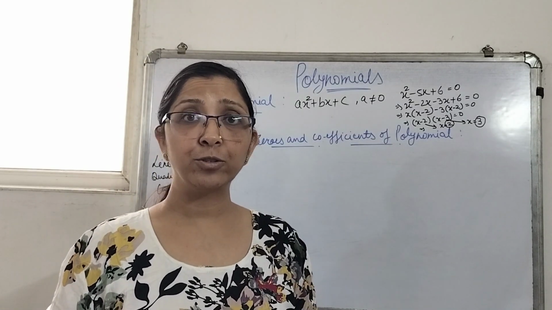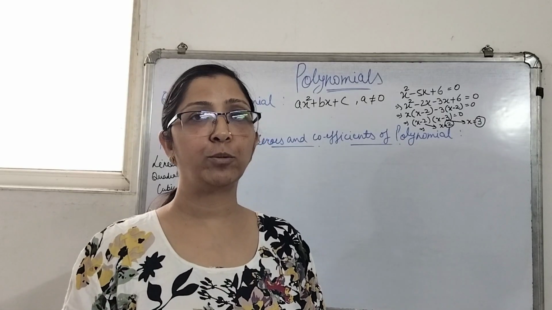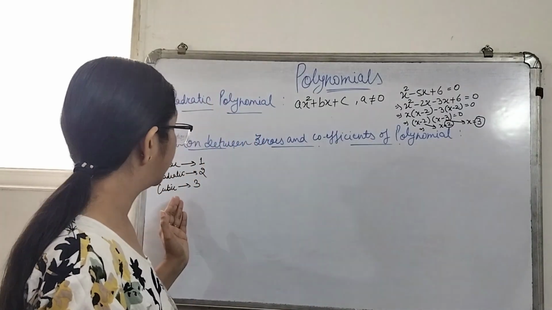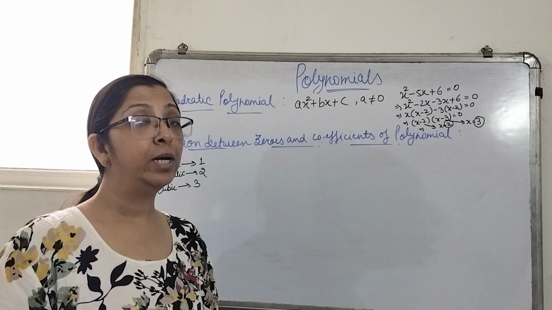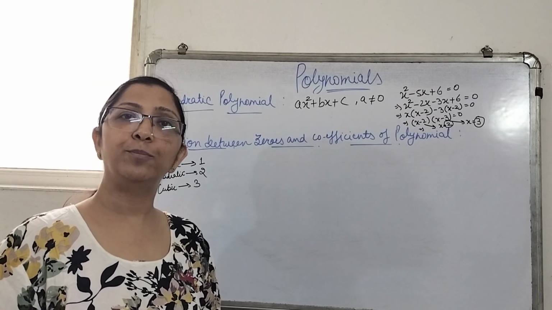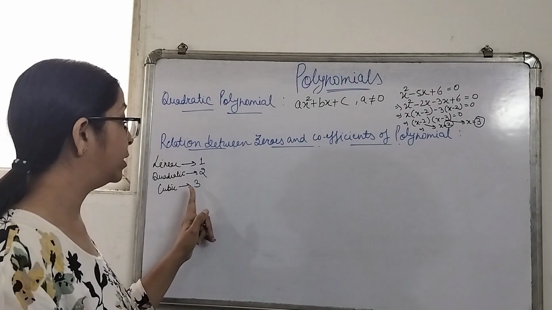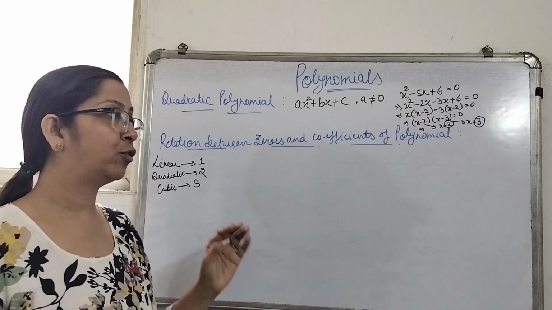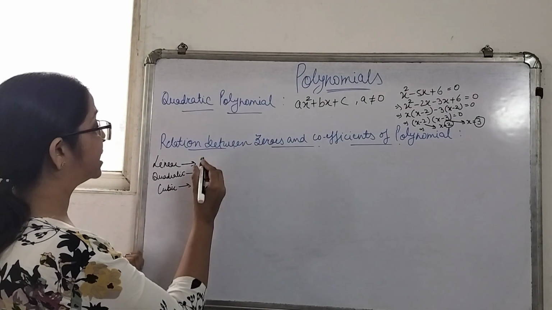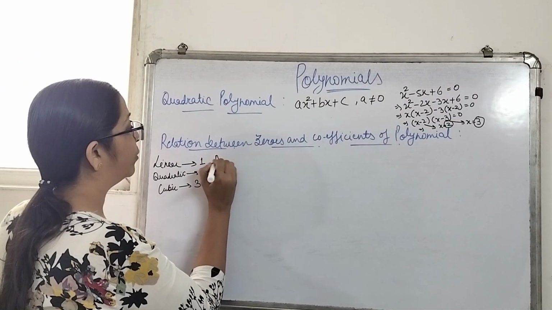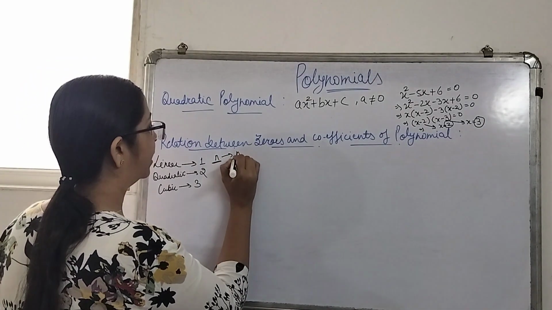It could be 0 also, meaning there is no value of x for which the polynomial will become 0. It is even possible that there is only one value of x for which the polynomial will become 0. There could be two values also. But at the max, for a cubic polynomial, there will be three values of x for which the polynomial will become 0. That means if the degree of a polynomial is n, then the maximum number of zeros will be n only.